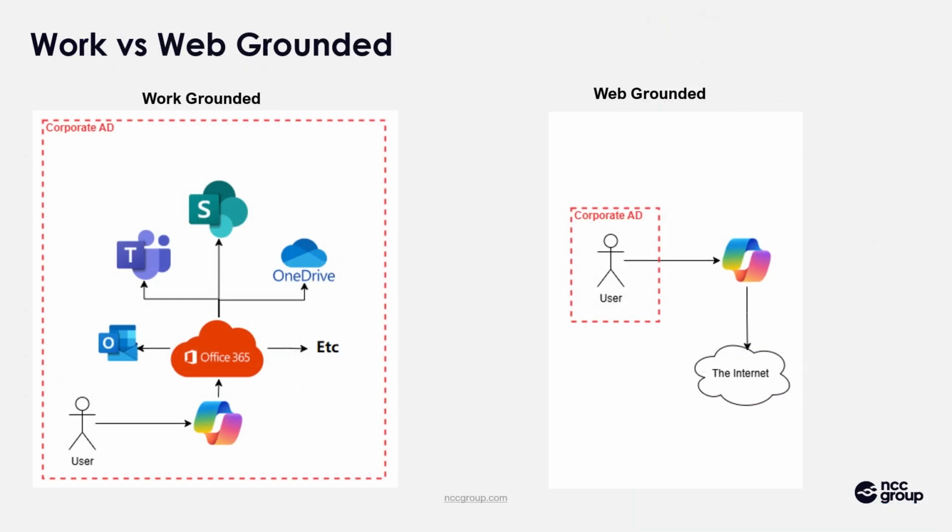So, what is web-grounded and what is work-grounded? Web-grounded, the one on the right-hand side, is what everyone has, and users can upload things directly to Copilot, but it queries the internet for all of its information. The work-grounded, which we pay extra licenses for, has access to all of your things in Office 365. And as we'll see, I really do mean all of the things.